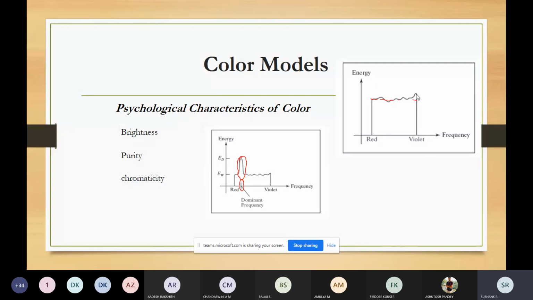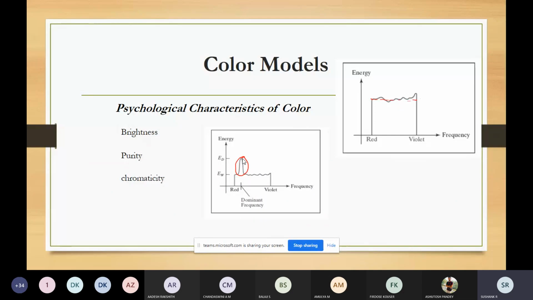This is why you'll get a white light, or the white light is represented like this. But when the dominating frequency is present, the energy distribution for that source will be different. So this is the dominating frequency here. So in this scenario, you will not get the white light.